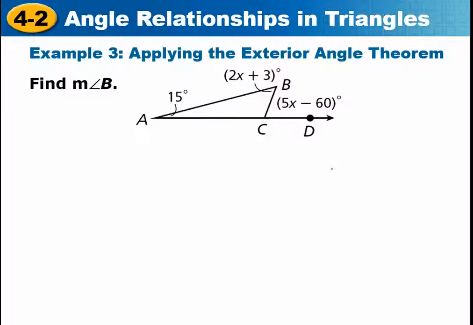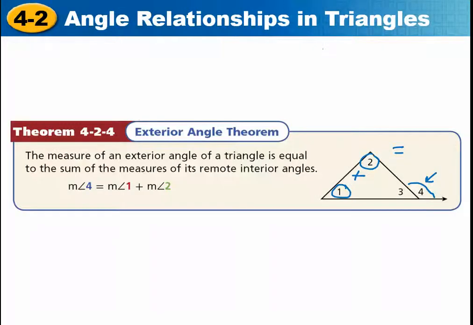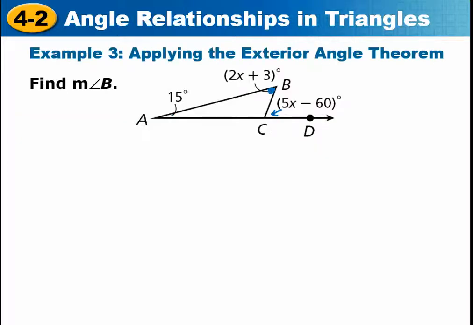Let's use that theorem to solve some problems. So we want to find the measure of angle B. It's up here. Well, let's see. I am given that the exterior angle is 5x minus 60, an expression, and that the remote interior angles, A and B, are given as 15 degrees and 2x plus 3. So the exterior angles theorem says that the exterior angle measure will equal the sum of the two remote interior angles. So I'm going to write an equation that says that.